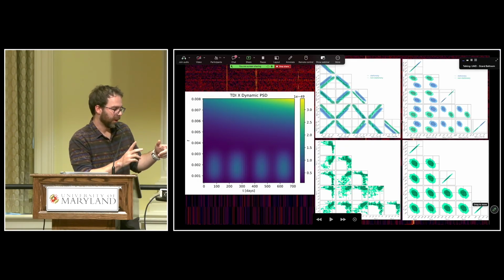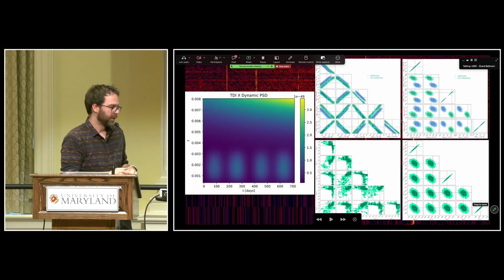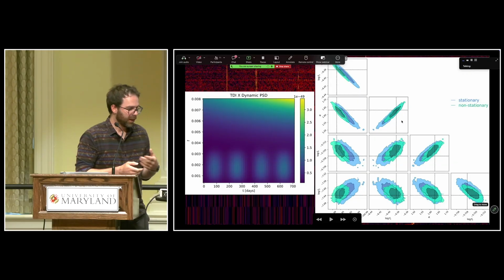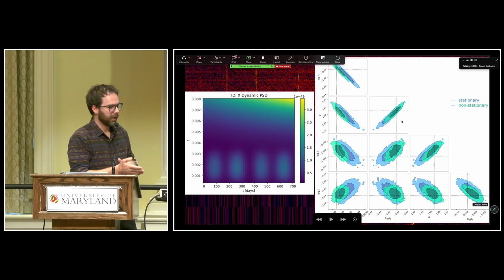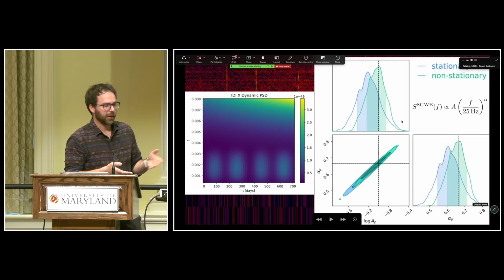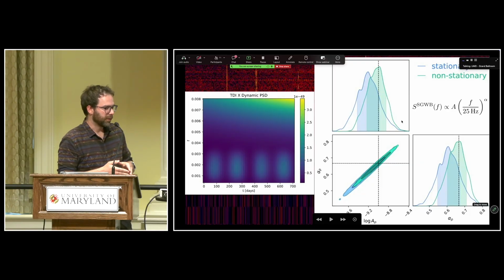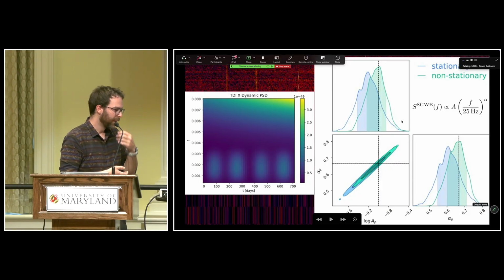I'm showing the OMS noises, the test mass noises, and the rates that they're varying. If you look at the galactic foreground parameters, we do a lot better in the non-stationary case compared to the stationary one. And in this case, there's actually a power law stochastic background in there as well, and we can recover it more tightly in non-stationary noise.